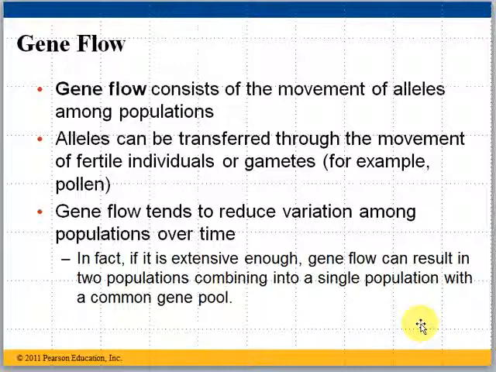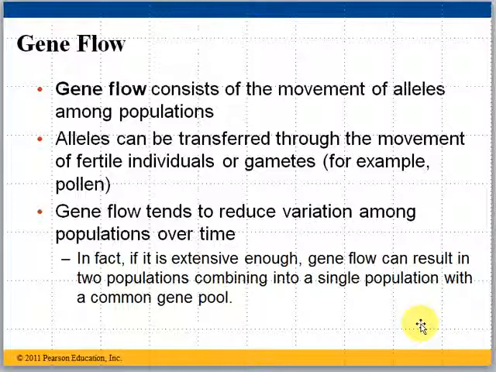So when, say, birds fly from one area to another, or even human beings as they move around the planet. Now, we can even talk about plants, because plants of course can't get up and move around, but their pollen can be spread by the wind. So you have gene flow, you have alleles that are transferred from one area to another, from one population to another. Gene flow tends to reduce variation among populations over time.